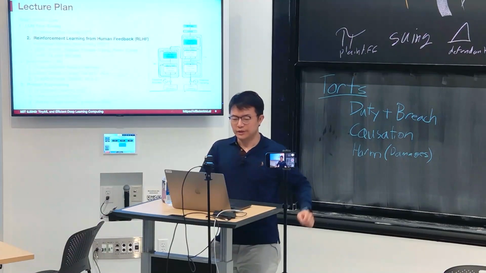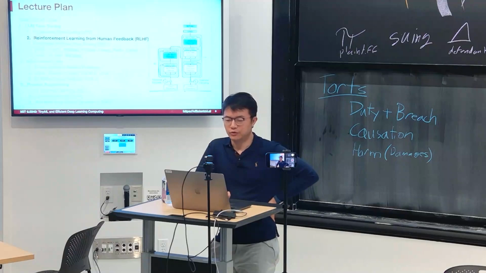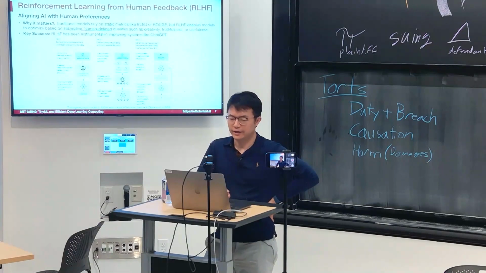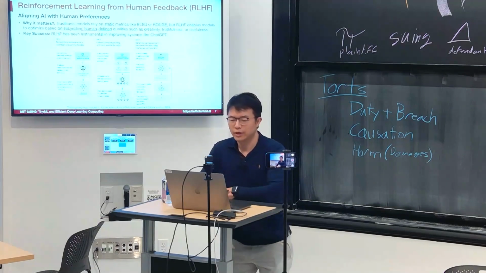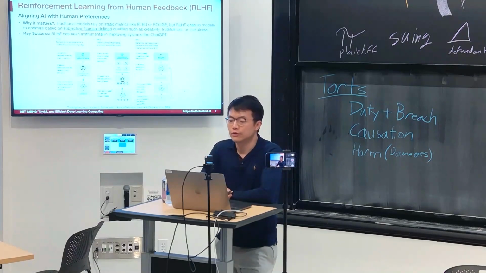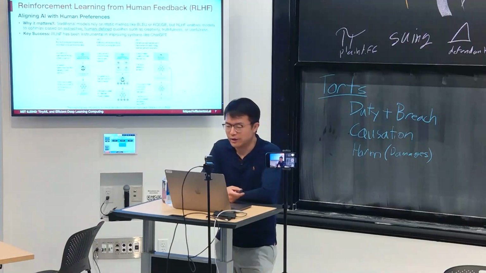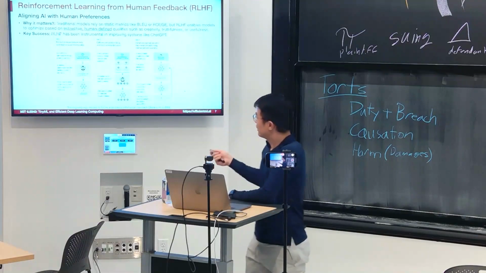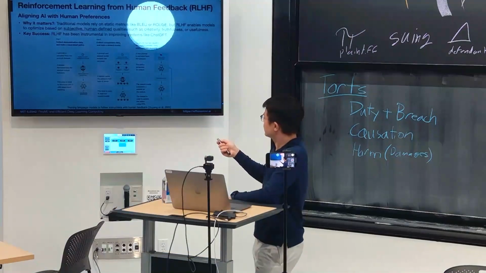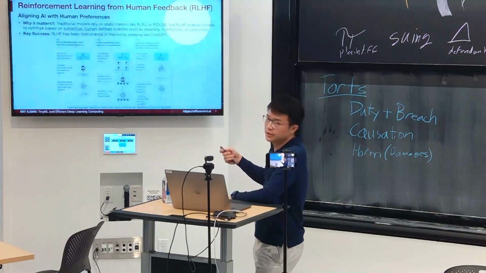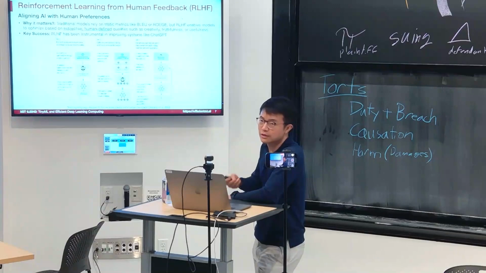Another important technique is RLHF, reinforcement learning from human feedback. Again, we want to align AI with human preferences. We want to use human feedback to make sure the model performs better. Traditional model metrics such as BLEU score are not enough. Just like we mentioned with the customer service, although the answer is correct, it's not friendly. It's not something that we prefer.